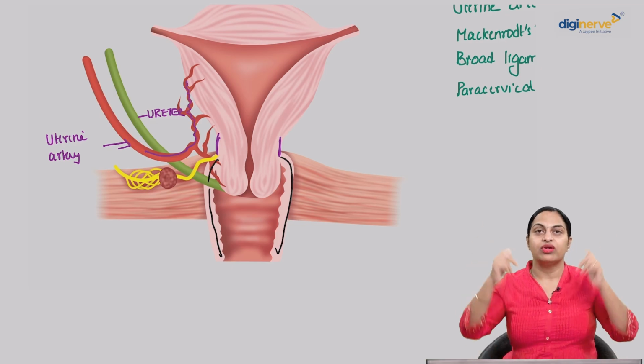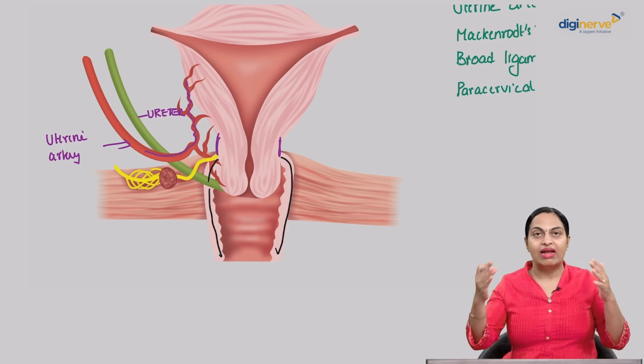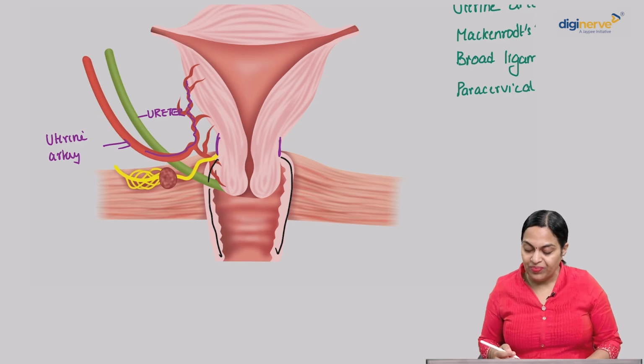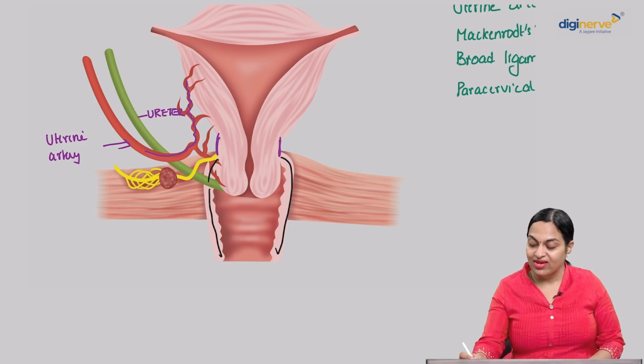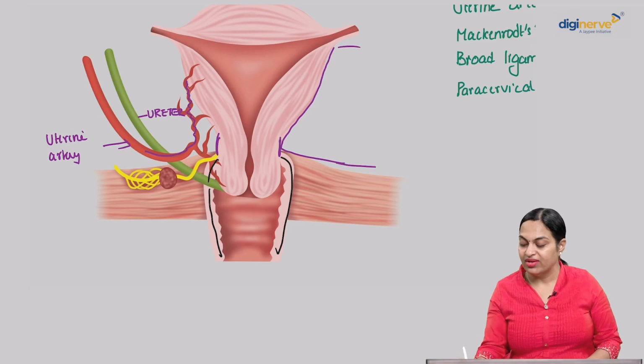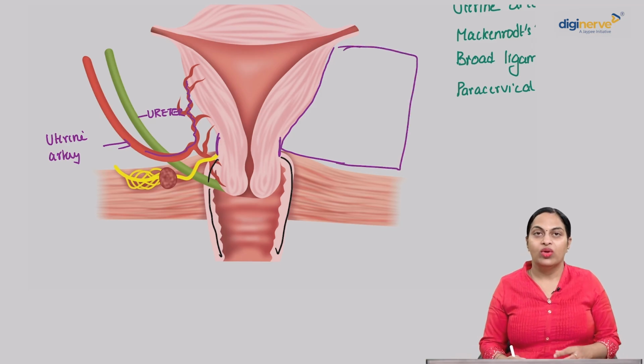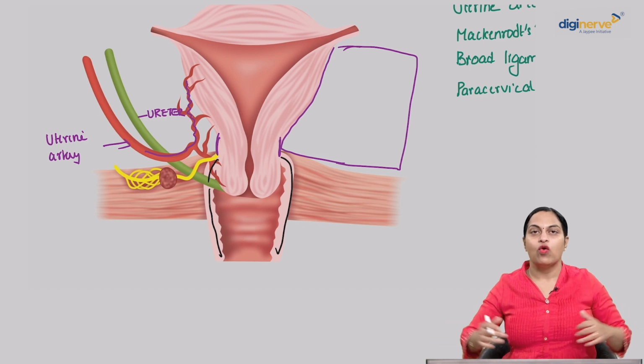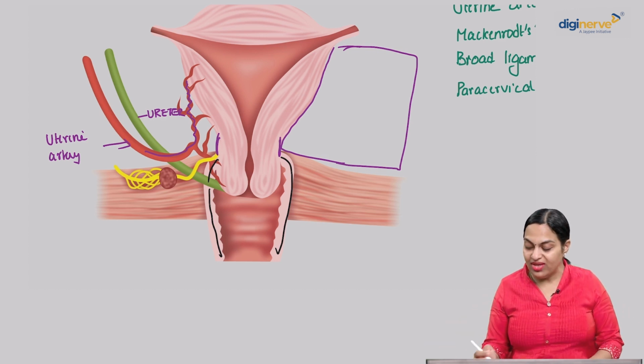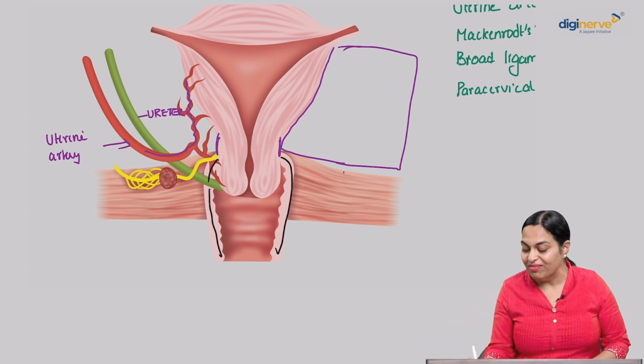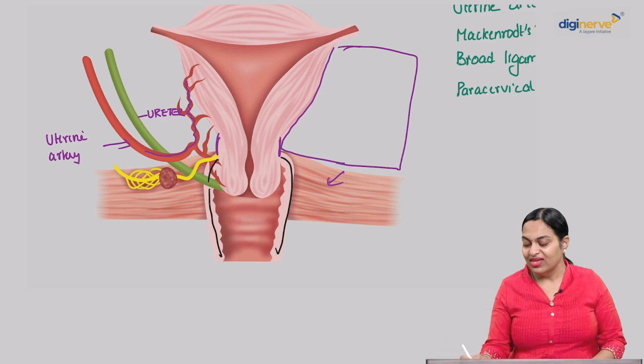And remember, we saw a tortuous course along the lateral border of the uterus, right? And here, remember, we saw the attachment of the broad ligament, isn't it? So, yes, it is related to the base of the broad ligament. And then, what is this important ligament that you see here? The Mackenrodt's ligament.